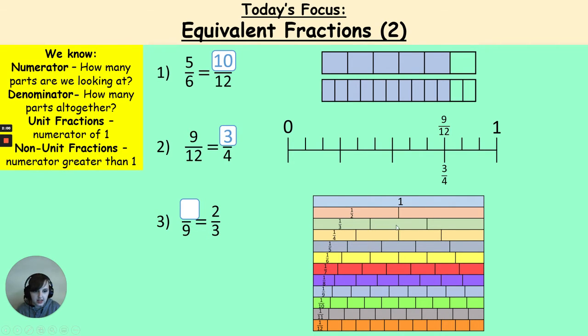And finally, how many ninths is equal to 2/3? Let's go to 2/3 on our fraction wall and go down until we find the ninths. There we are, and that's 1, 2, 3, 4, 5, 6. 6 ninths.